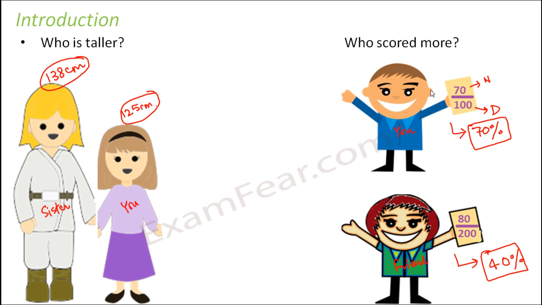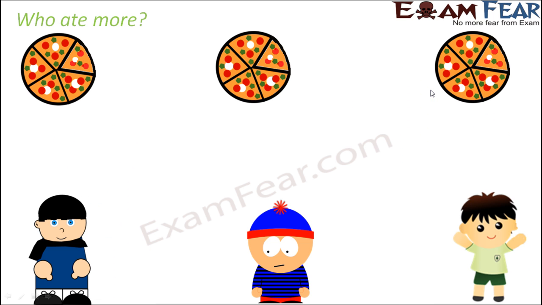Now in each of these examples, what were we actually trying to do? We were trying to compare quantities. So in the first example, we were trying to compare heights of your sister and yours. In the second example, you were trying to compare the score of yours with that of your friend. So in this lesson, we will learn more about comparing quantities. That is, what are the various ways by which we can compare two different quantities.